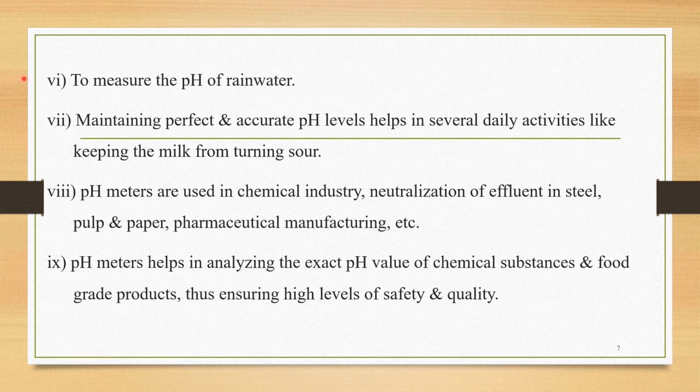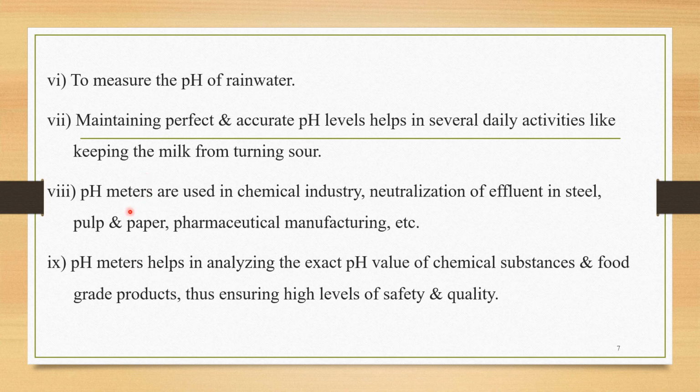The next important application, number 6, is to measure the pH of rainwater. If you want to measure the pH of this rainwater, it is also carried out with the help of this particular pH meter. The next application is maintaining perfect and accurate pH levels, which helps in several daily activities like keeping milk from turning sour. So this is an important application in our day-to-day life.